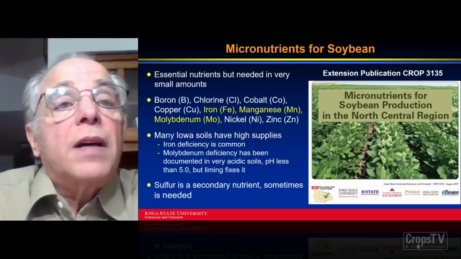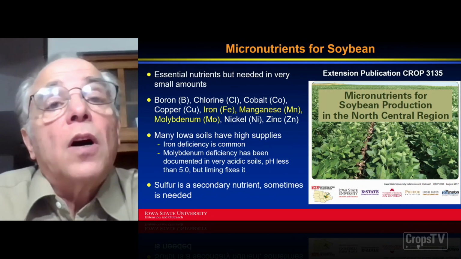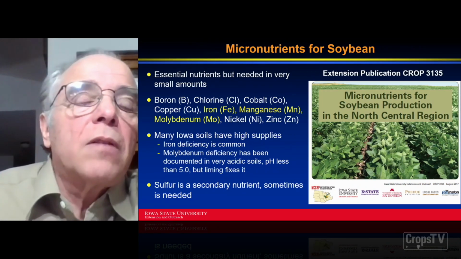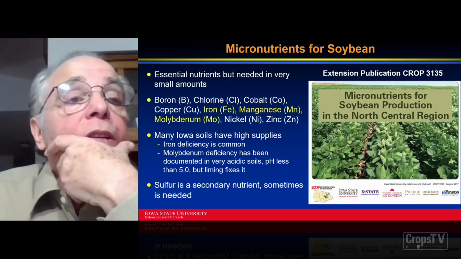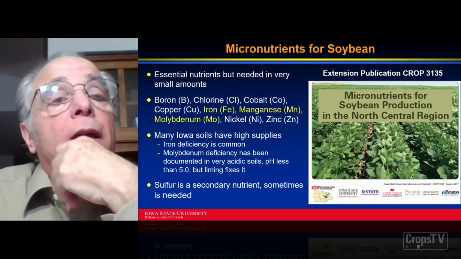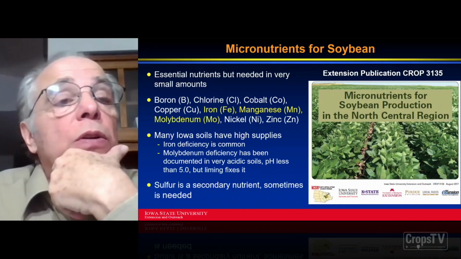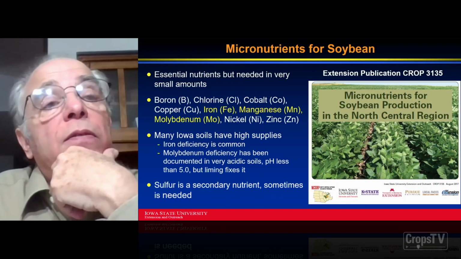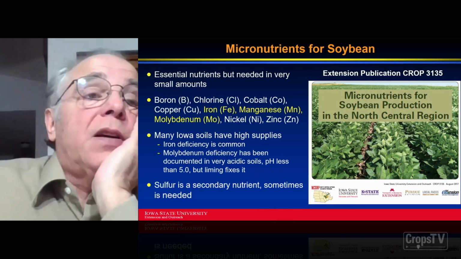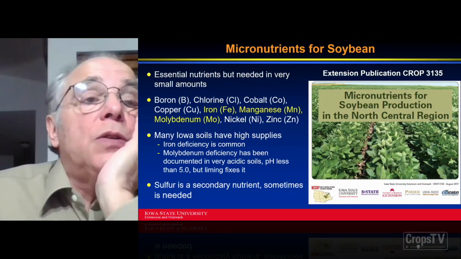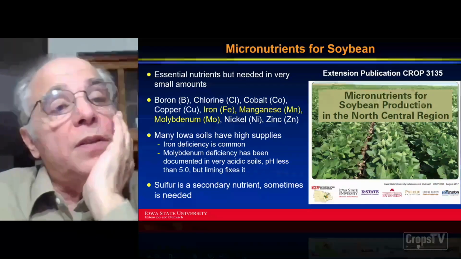Now, many Iowa soils have high supplies of macronutrients, and I will show some results. Now, iron deficiency is common in calcareous soils. So if you go to north central Iowa, some spots, as I showed in a picture before, or western Iowa, then there is this iron deficiency. The molybdenum deficiency was documented years ago, in the 60s, in southern Iowa, in soils that were extremely acid, pH 5 or less. Of course, a farmer should not have this pH for any crop, corn, soybean, or whatever it is. So they should lime, and the liming really eliminates the molybdenum deficiency. So that's not an issue.